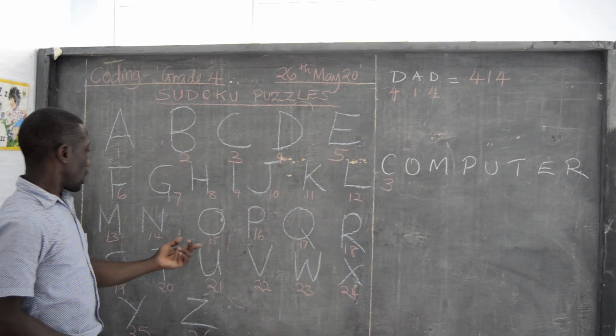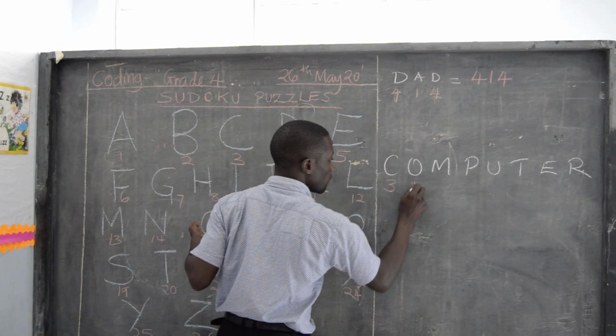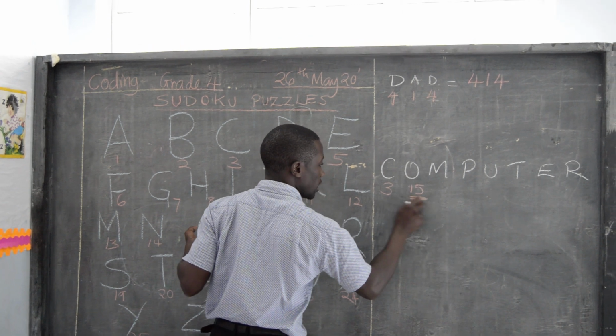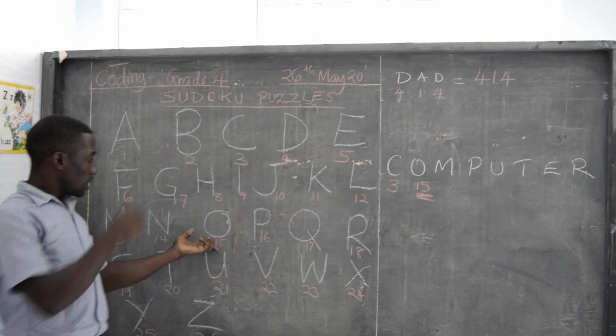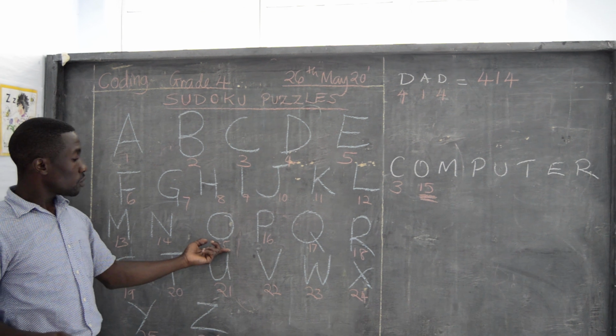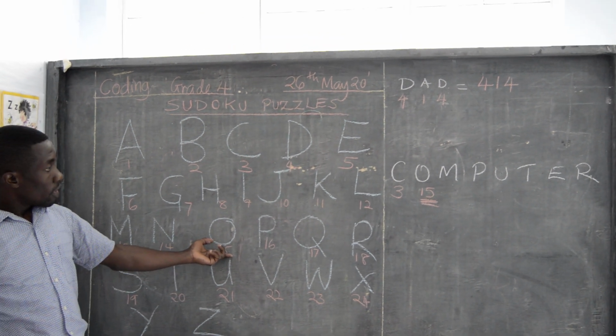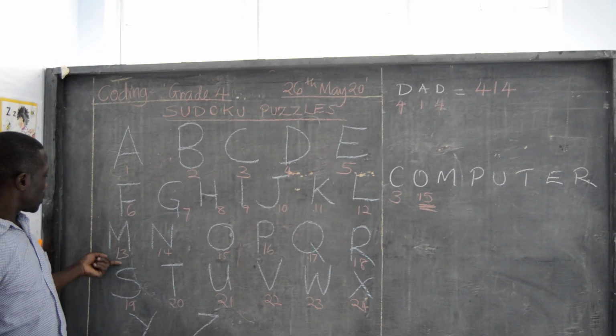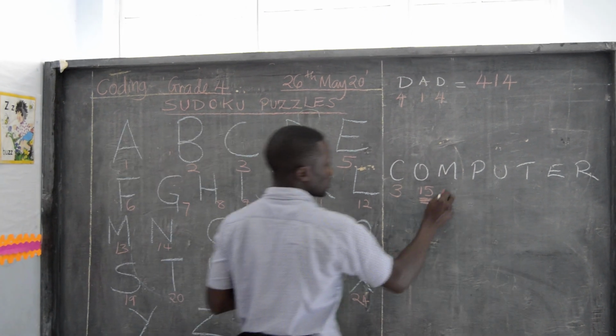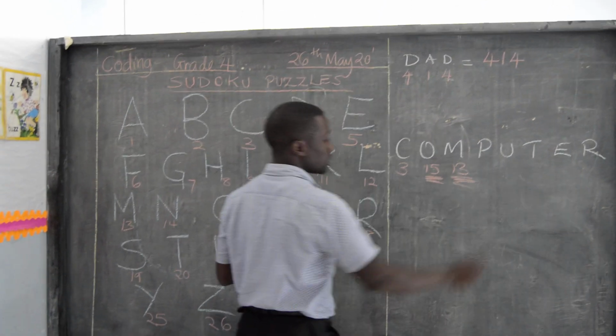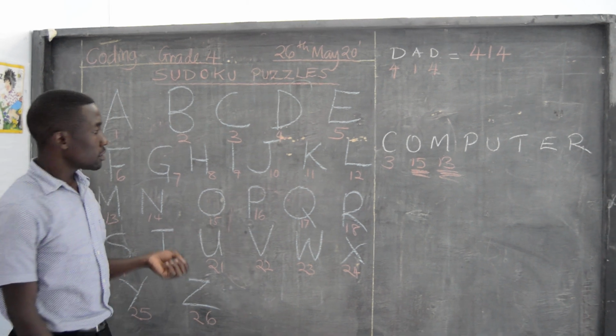We go to O. We look at O here. It's 15, so we write 15. You can underline it because it's one letter with 2 values. And then M is here, 13, so you can also write 13. You can underline it or color it using a coloring pencil.